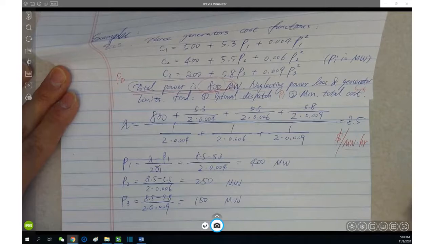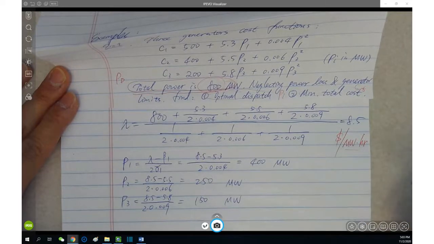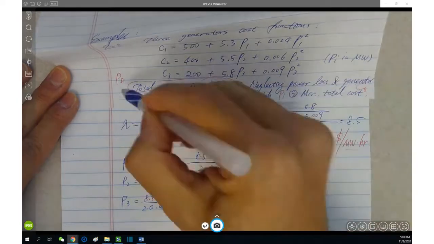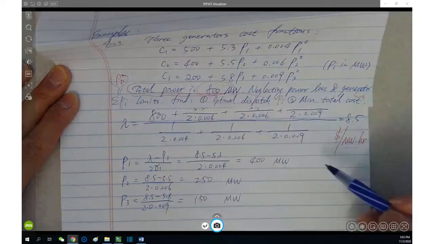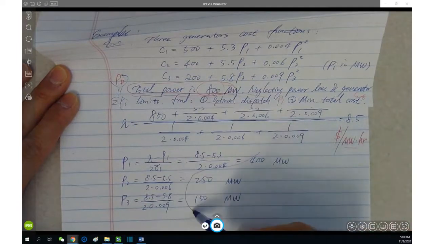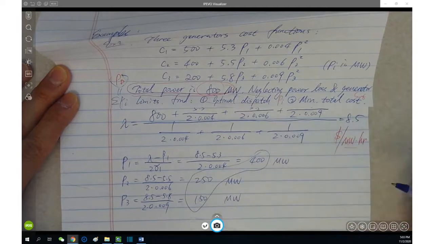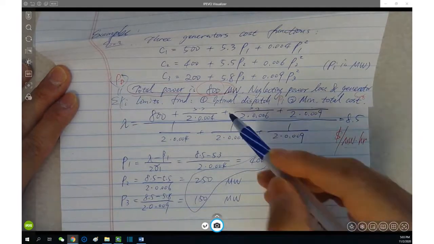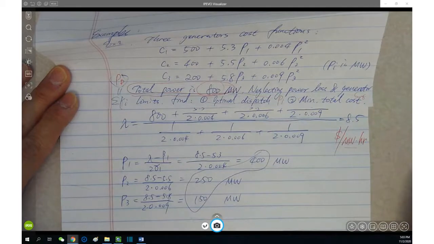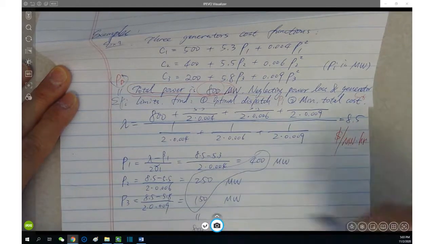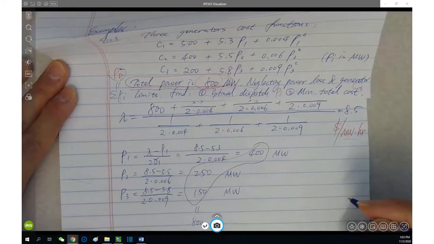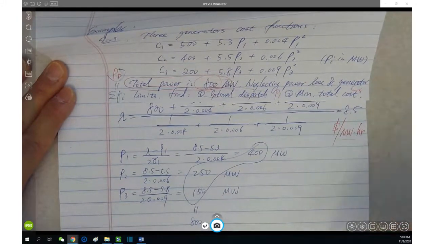Of course, after finding all of the PIs, we need to do a check, right? Remember what John just mentioned? John mentioned the total PD equals what? Summation of PI, right? So 400 plus 250 plus 150, does it equal the required 800? Is it? 800. Because otherwise it's definitely wrong.